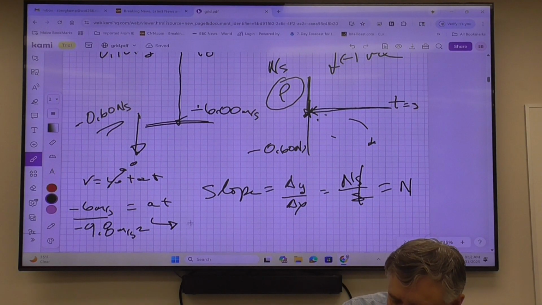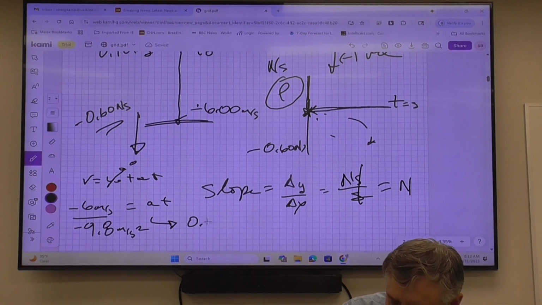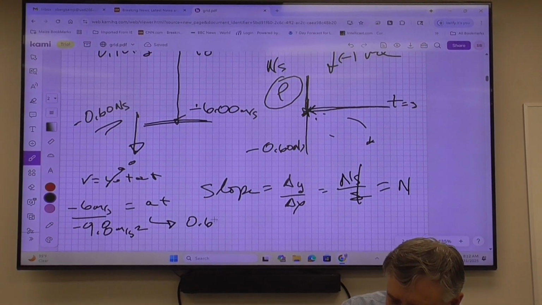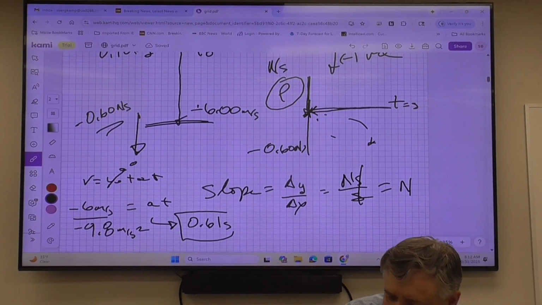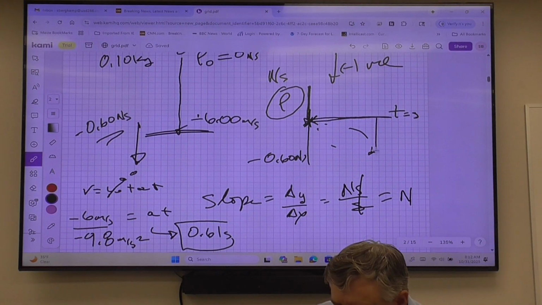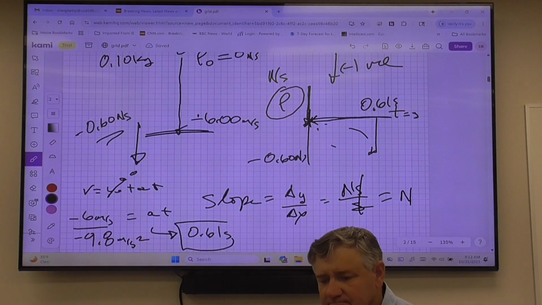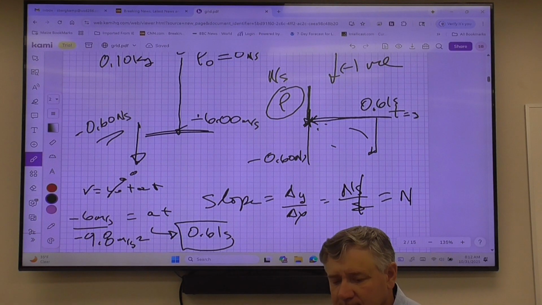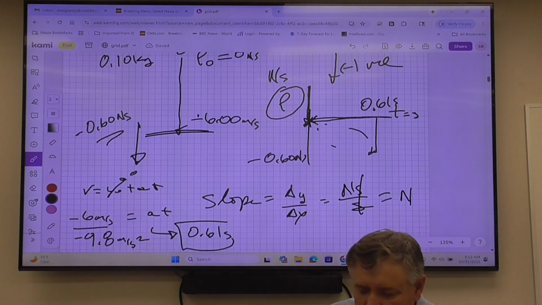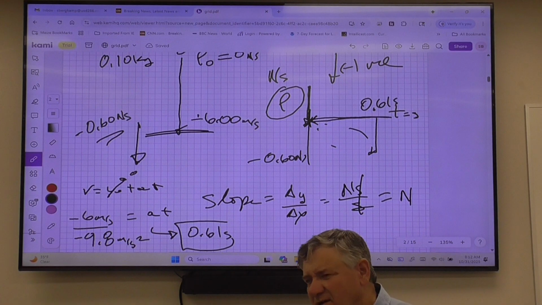0.61. He's usually prepared. 0.61? Yes. Negative 6 divided by negative 9.8, right? Yep, 0.61. On the dot? So this is going to be 0.61 seconds. Wait a second. What'd you do? 0.612. I call it 0.61. Close enough. Okay?